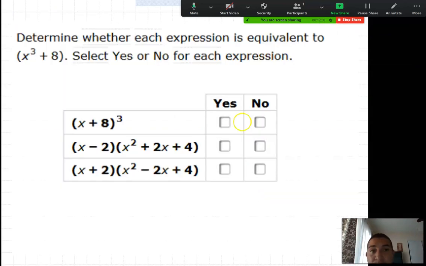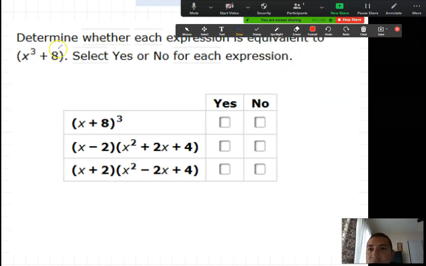Here's one extra problem. This question says, determine whether each expression is equivalent to x to the third plus 8, x cubed plus 8. Select yes or no for each of the expressions. So this is a sum of cubes. And I know that because I have two terms. I have a perfect cube and I have a perfect cube, right?